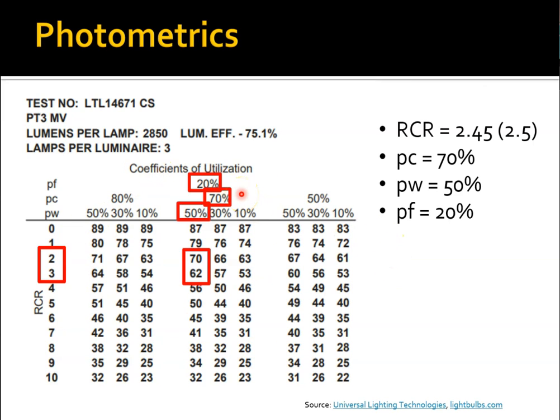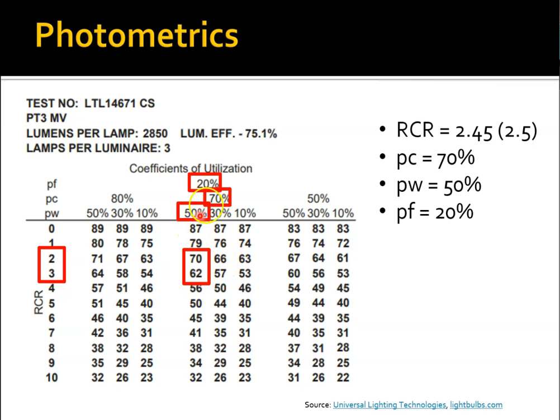All right, so let's look at 70, 50, 20 on our CU table. So you can see here, here's your floor reflectance, 20%, ceiling reflectance, 70, wall is 50. And then remember our RCR is 2.45. We're just going to round that to 2.5. That's fine. So it's halfway between here, and then we're going to use these numbers. Okay, so we're using these numbers. And if we do that, here's what we end up with.